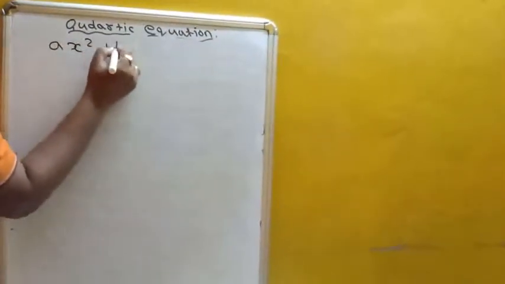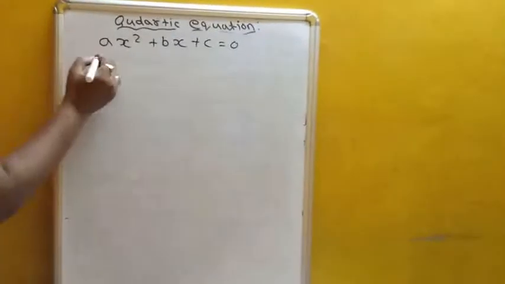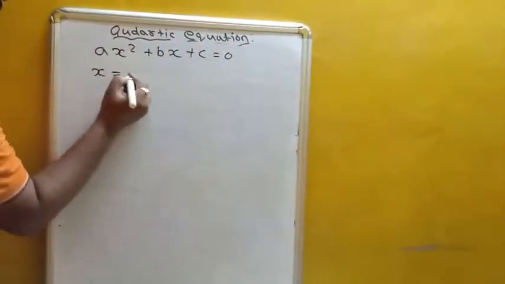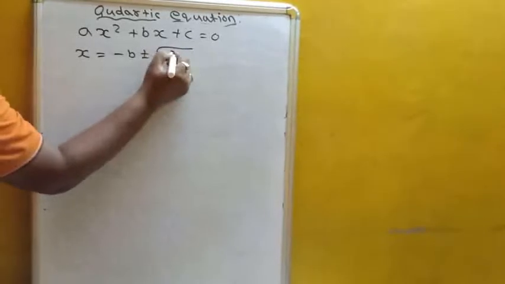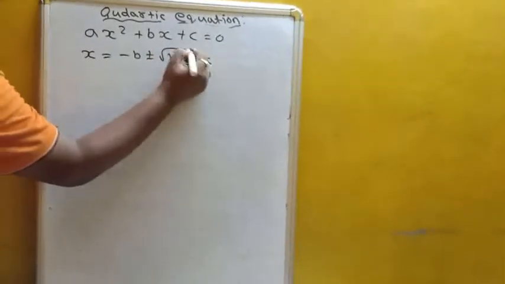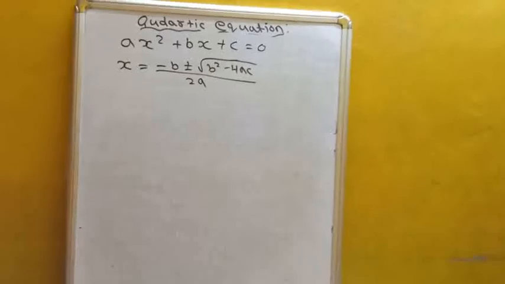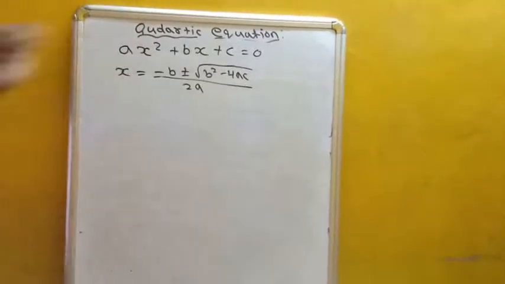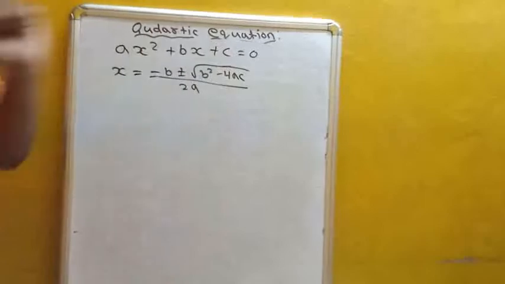So what is the formula? You know that the general equation is ax squared plus bx plus c equals 0. So I want to find out x. I know the formula: x equals minus b plus or minus square root of b square minus 4ac, all divided by 2a. Here b is the coefficient of x, a is the coefficient of x square, c is the constant.